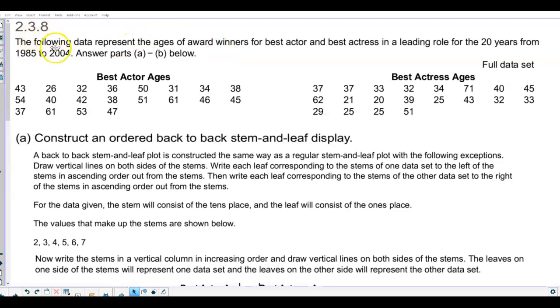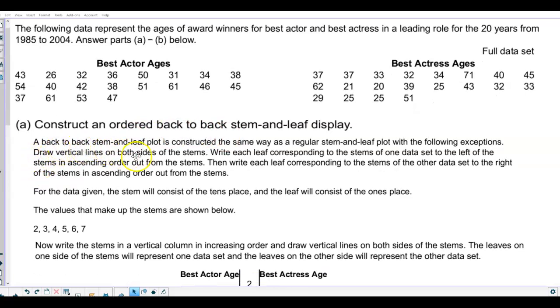Section 2.3.8, the following data represents the ages of award winners for Best Actor and Best Actress in a leading role for the 20 years from 1985 to 2004. We're going to answer parts A and B below. So in this list on the left side we have Best Actor ages, on the right side we have Best Actress ages. Now for part A we want to construct an ordered back-to-back stem and leaf display.